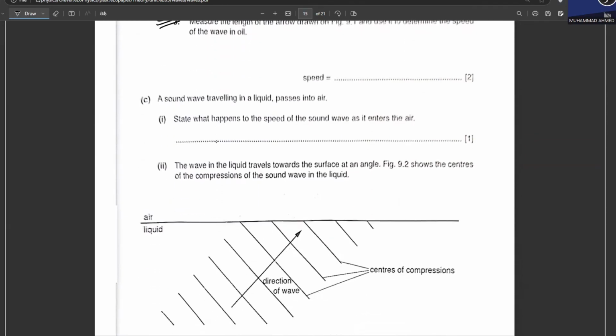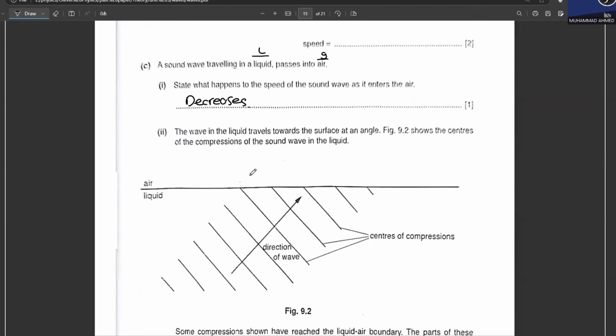A sound wave traveling in a liquid passes into air. Initially, it was traveling in a liquid. Now it is in a gas. Sound has a lower speed in gas compared to liquid. State what happens to the speed of sound as it enters the air. It decreases. Very easy.